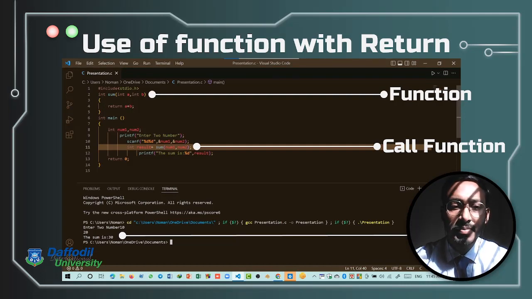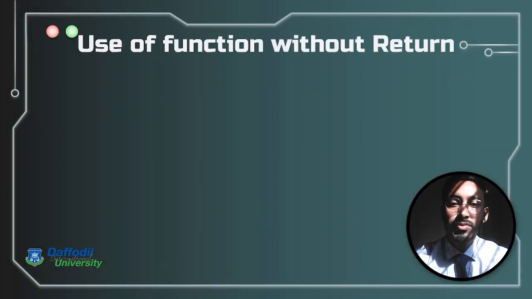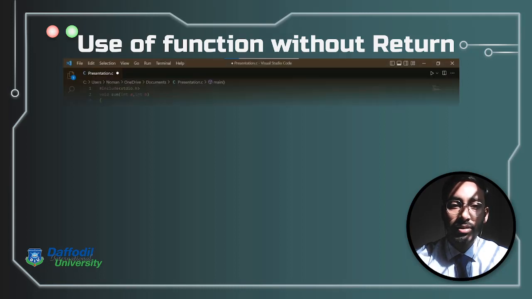In the second marking place, we take a variable which is result and input the result sum num1 num2. Num1 means number 1, num2 means number 2, which are sent as data to the function, and the function does its operation and returns a plus b. That's why our program perfectly does the sum. Now let's check another example, which is use of function without return.